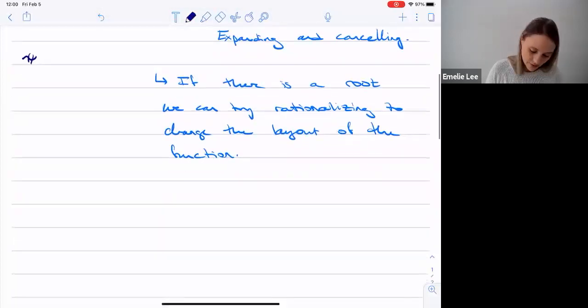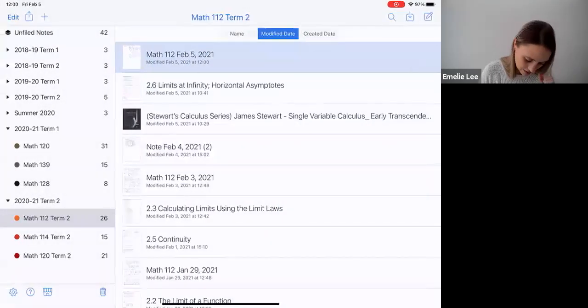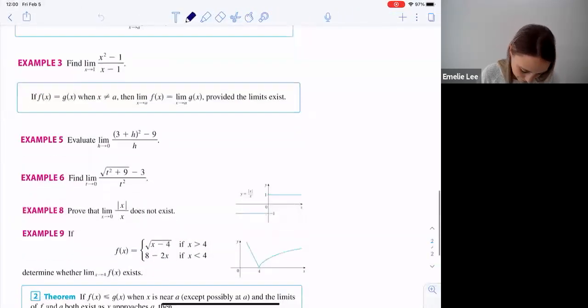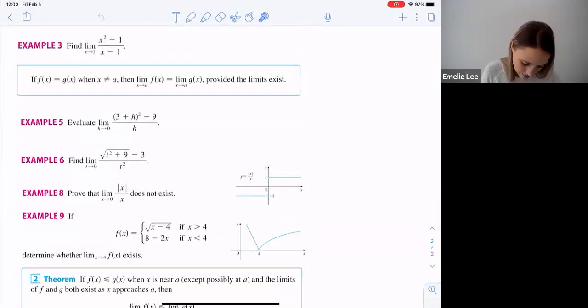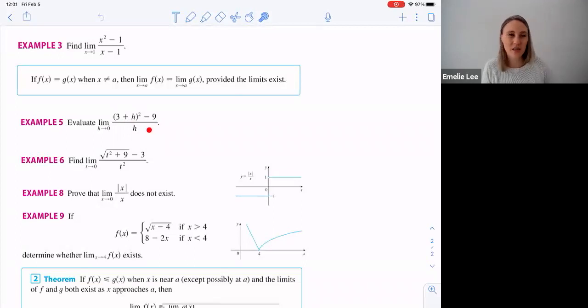For example, we've got 2.3. Here we finished off on example 5 last day, and we said, well, I see a 3 squared ultimately, and then -9, so I can cancel that, and then I was able to factor out an h. So that's great.